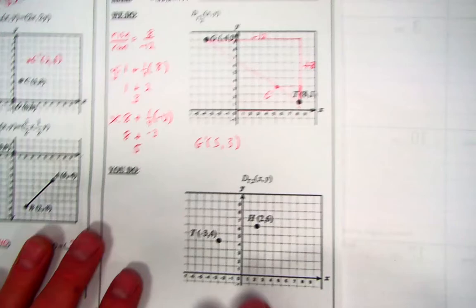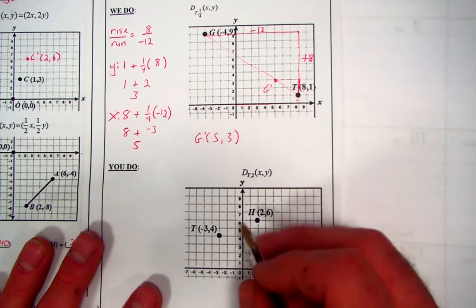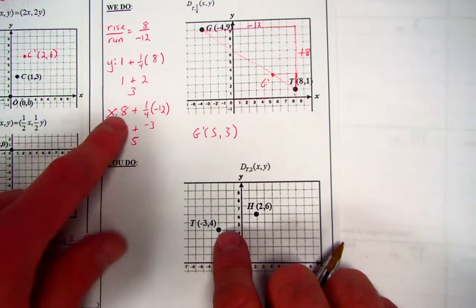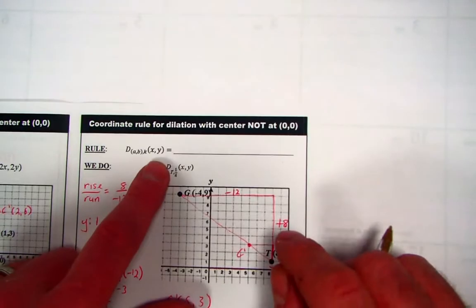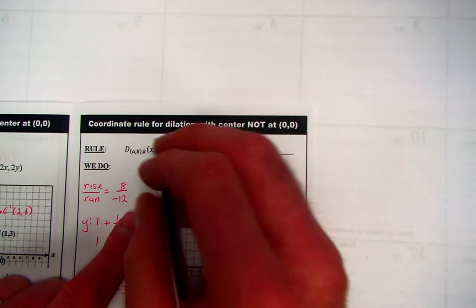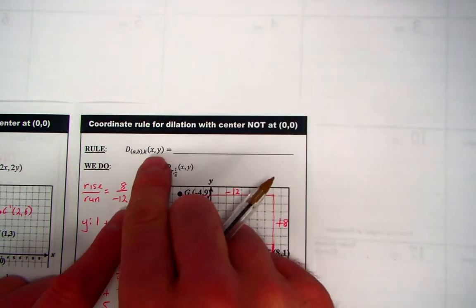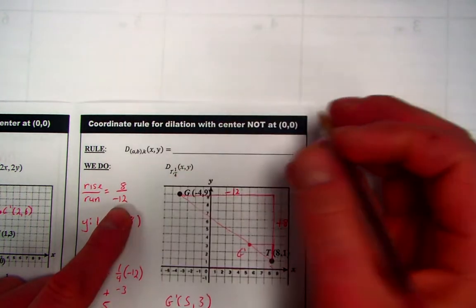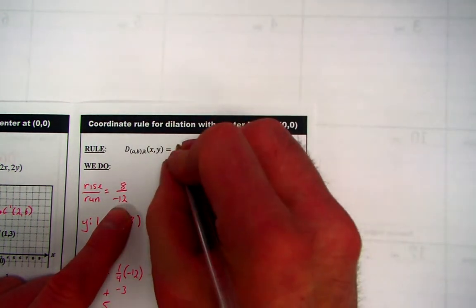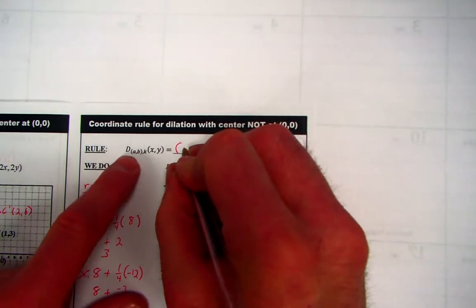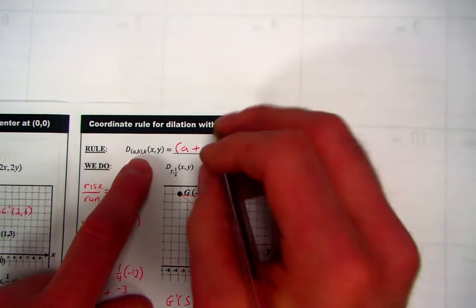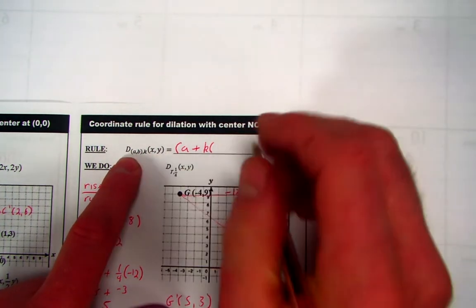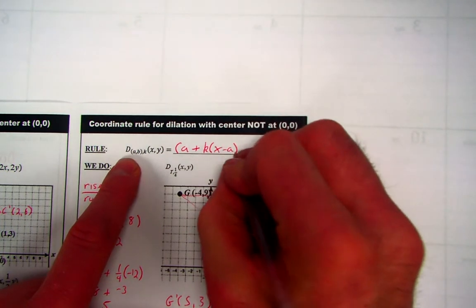Okay, so you're going to do this one. And yes, this one's pretty easy to do with the graph, but you need to be able to do this formula so you can do it without the graph. At the top, we'll write the rule. Now, the rule says, if you're going to dilate this point by a factor of k with a center at (a, b), we get to our new x by starting at a and adding our scale factor times the distance between those two points. So x minus a.